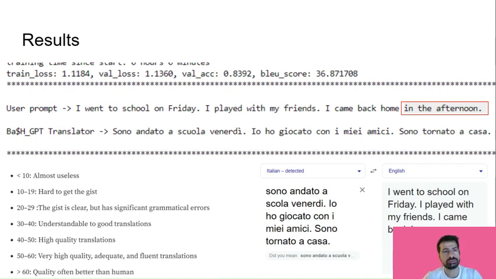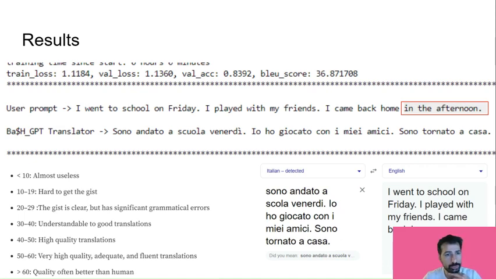In that instance, the validation accuracy was about 84%, and the BLEU score was about 36. So just to remind you, 36 means understandable to good translation. So at this level, with these parameters, it seems like the model was doing understandable to good translations. And actually, if you look at it, it is pretty good.